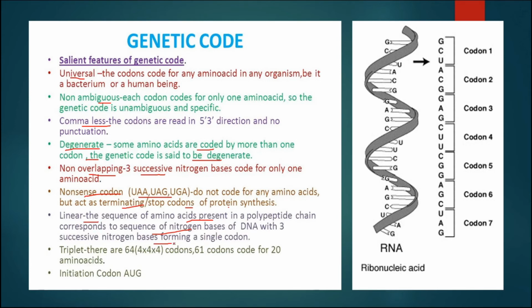Now triplet means 3 of these nitrogenous bases will come together to make a single codon, and in this way 4 into 4 into 4 is equal to 64 codons are available. Out of these, 61 are coding for 20 amino acids, and 3 are the stop or terminating codons. Here AUG has a dual role: it acts as the initiator codon as well as it codes for the amino acid methionine. Now here we can see that 3 nucleotides will make a single codon, codon 1, 2, 3 like that, and one codon is for one amino acid.